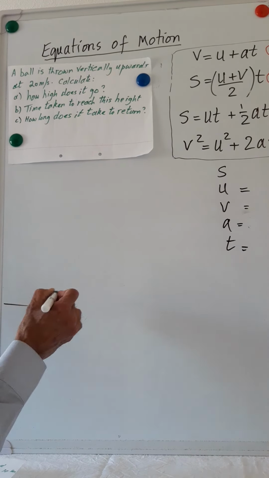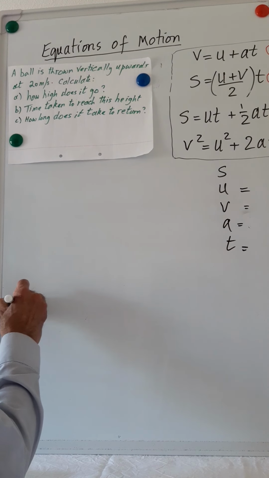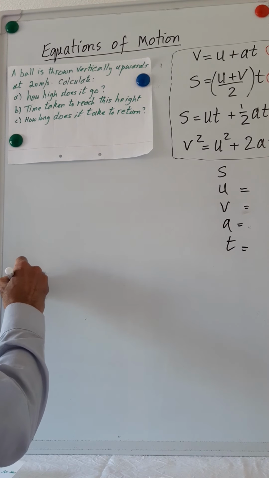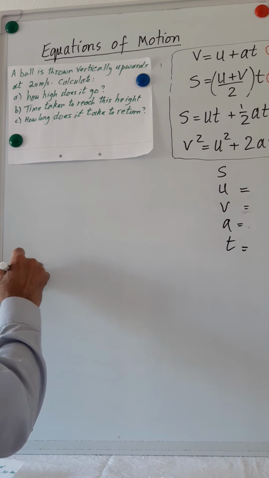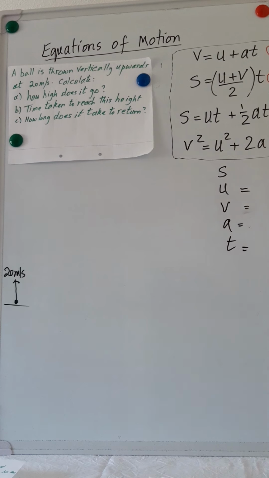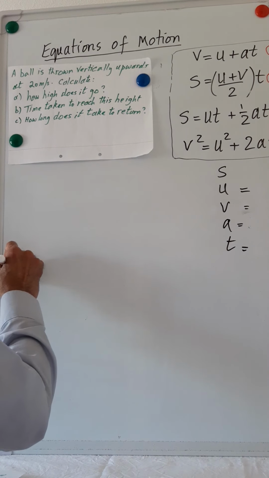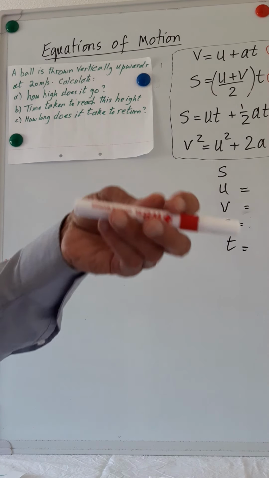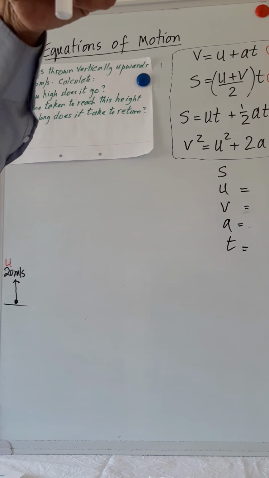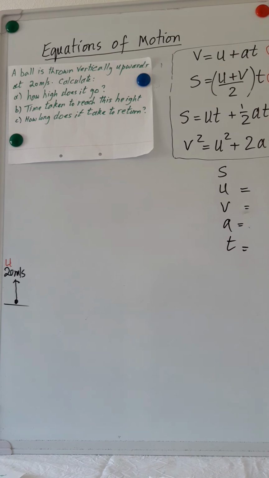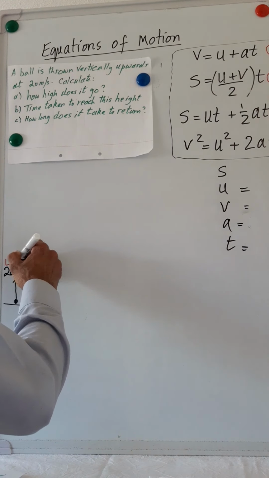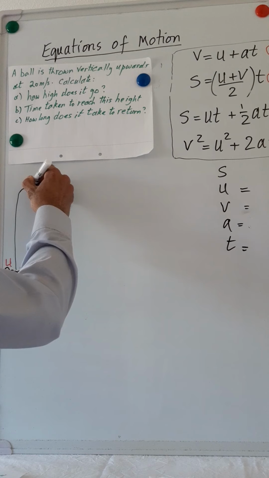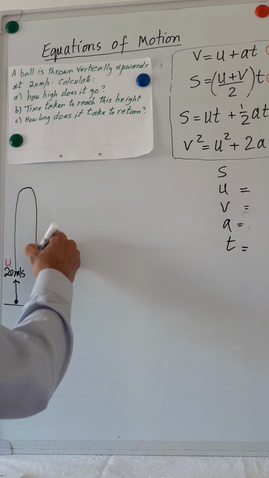So we are here on the ground, and you throw a ball at 20 meters per second. Now, this is the initial velocity, okay? We give it an initial velocity, u. Now, u is 20 meters per second. Now remember, when we throw something high, it starts slowing down until it reaches a maximum height, and then it starts to come down. So it's going to go right up there, up to a maximum height, and then it will come down again.